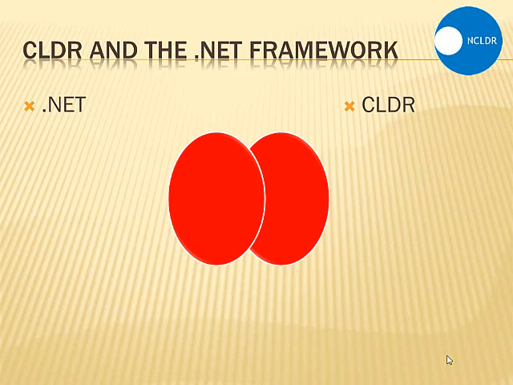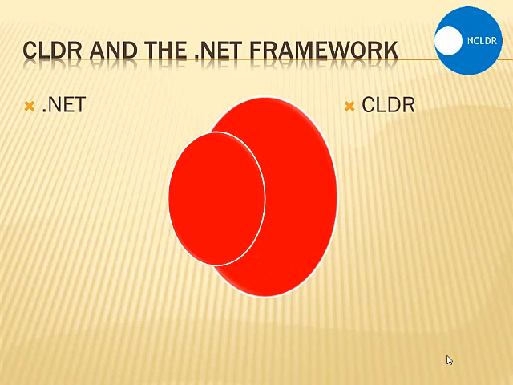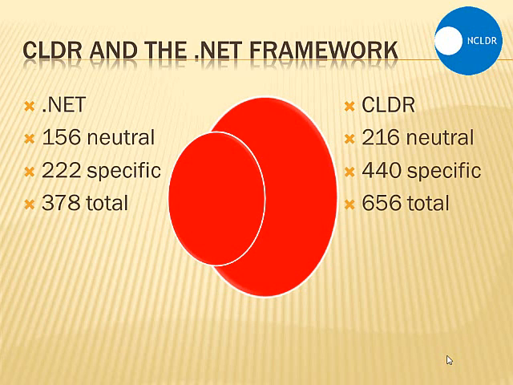If we draw this to scale, you can see that the CLDR encompasses the majority of the functionality which is already available in the .NET framework, and then adds a significant amount more data and more functionality than we have in the .NET framework.